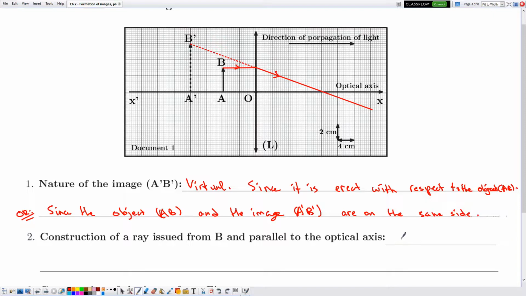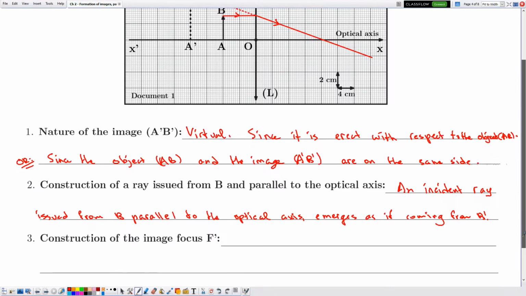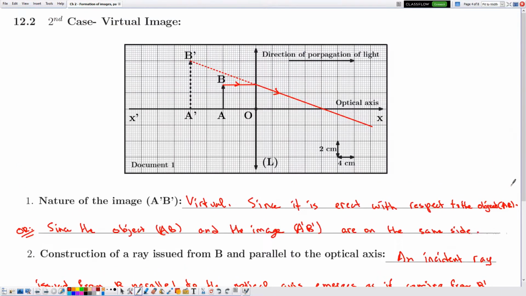Now let's do the justification. An incident ray issued from B parallel to the optical axis emerges as if coming from B prime.